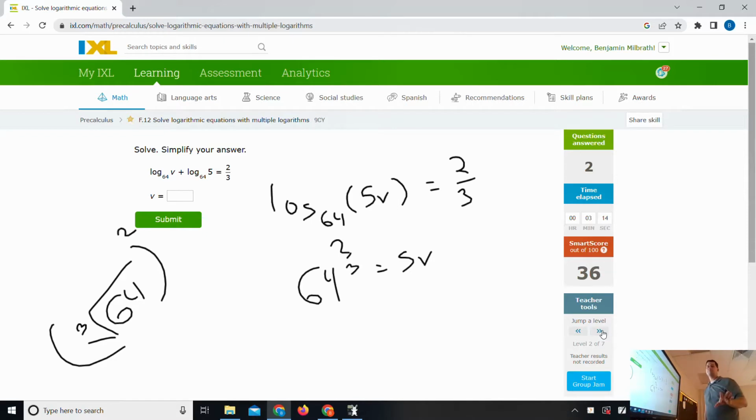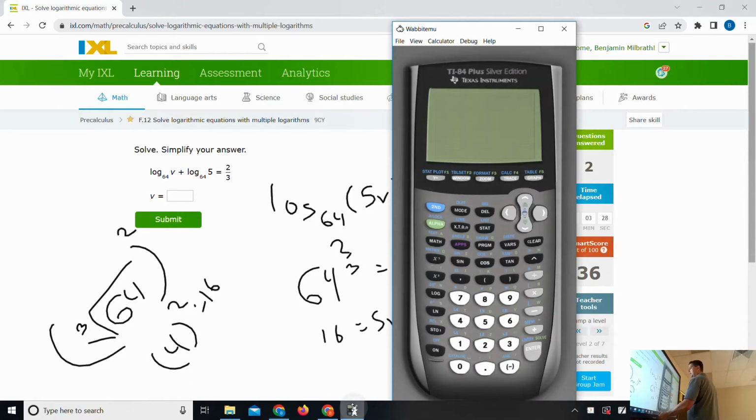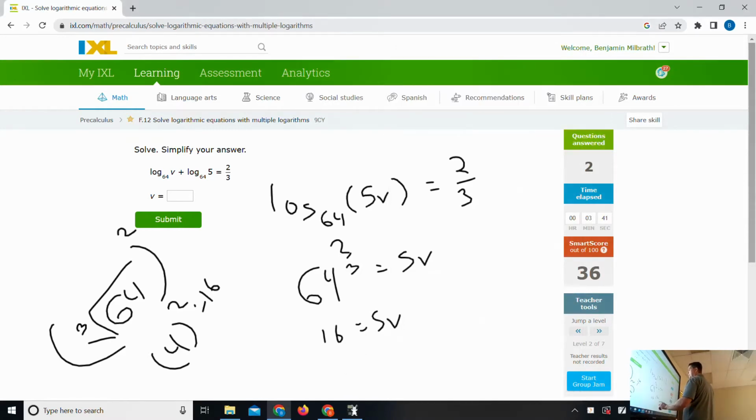You know, we teach those properties in Algebra 2 over and over and over. The cube root of 64 is 4, and if you square it, you get a 16. So 16 is 5v. Now, since it's midnight, I'm going to check myself here. That was 64 to the 2/3 power. Like I said, you can push buttons in a TI-84 if you have to. 16, good. Back onto this bad boy, divide out my 5, and there's my answer. 16/5. That wasn't bad, was it? Was that bad?